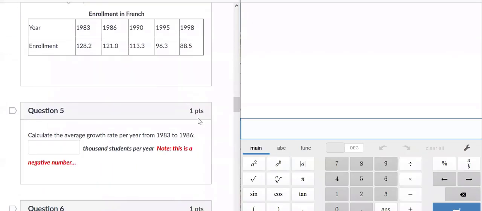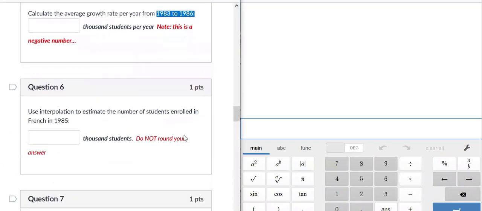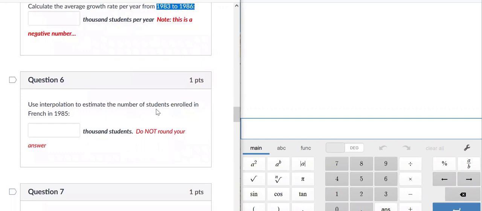Okay, so we're going to calculate the average growth rate per year from 83 to 86. And then we're going to use interpolation to estimate the number of students enrolled in French in 1985.